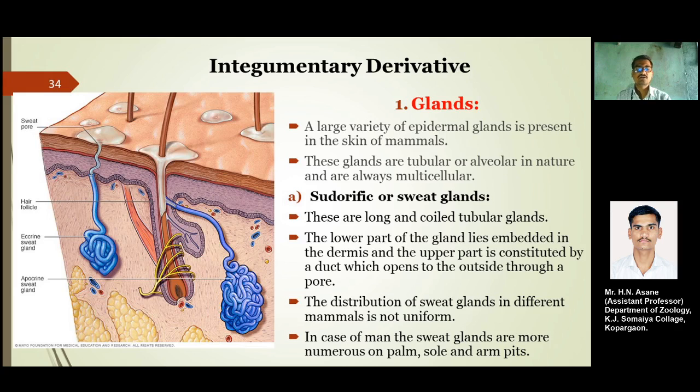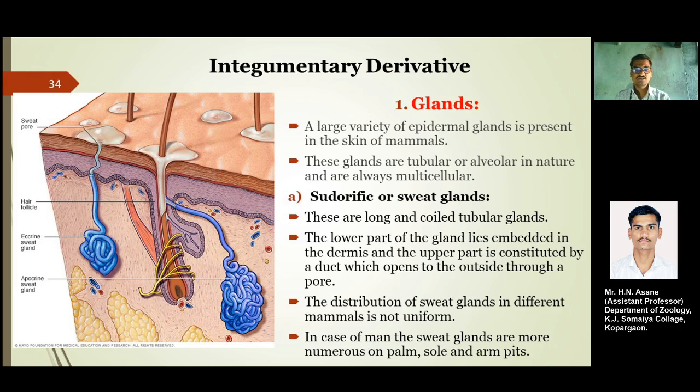The distribution of the sweat glands in different mammals is not uniform. That means the distribution of sweat glands in all mammals is not uniform, though they are simply located in the dermis. Variations are present in the various mammals, as well as in the numbers of sweat glands.